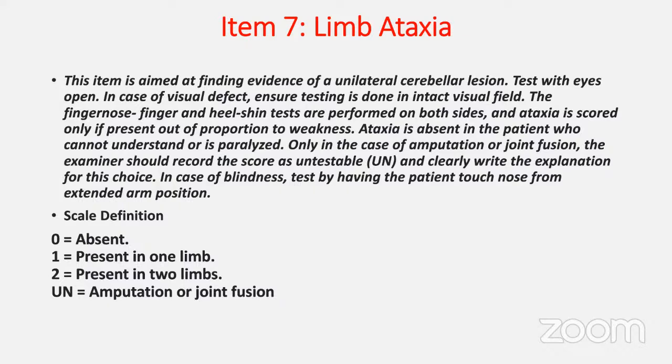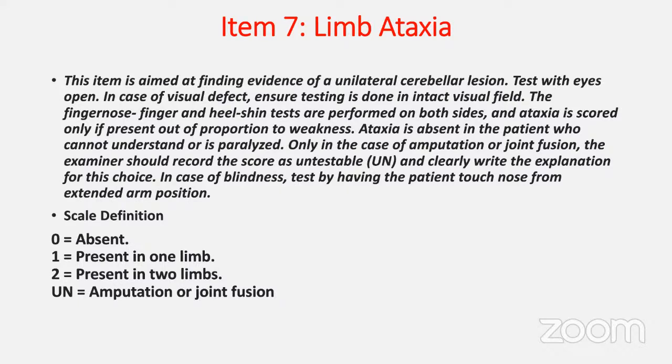Ataxia is scored only if present out of proportion to weakness. Ataxia is absent in a patient who cannot understand or is paralyzed. Only in the case of amputation or joint fusion, the examiner should record the score as untestable and clearly write the explanation for this choice. In case of blindness, test by having the patient touch nose from an extended arm position.